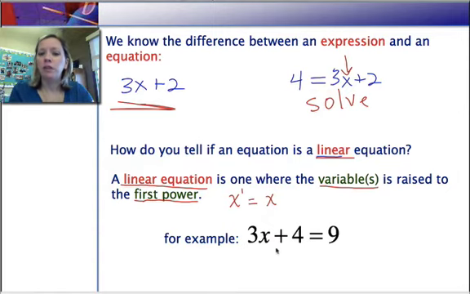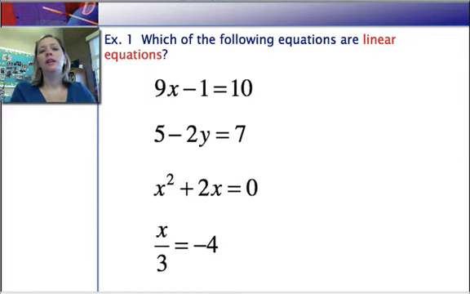So an example of a linear equation would be 3x plus 4 equals 9. We have the one variable. It's getting raised to the first power. There's nothing else in there except for that variable being raised to the first power. Okay, we've got constants, operations, variables. We have our equal sign, which tells us it's an equation. So we're good to go. So now let's practice identifying which equations are linear and which equations are not linear.